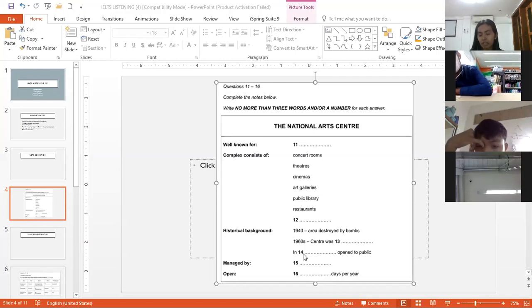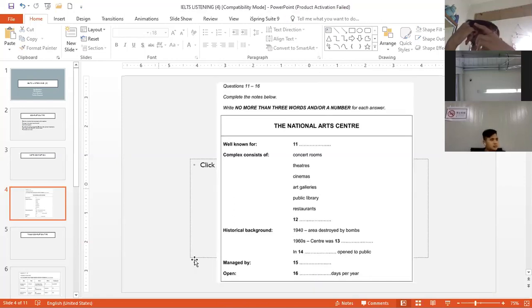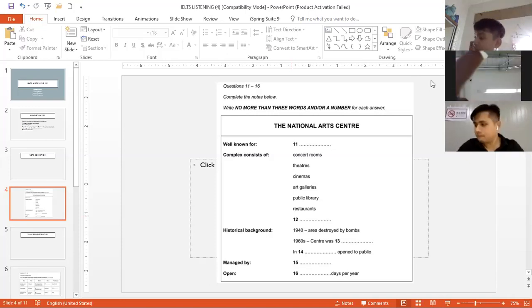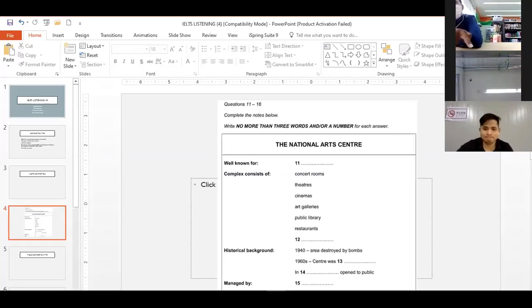Number 14. In blank, open to public. In plus what generally more? Like year. Year. 15. Managed by. It should be someone. And the last one, open. A number. Okay, I'm going to play the audio. So spend some time reading the questions. I'm trying to get the audio. Hang on, give me 1 second.